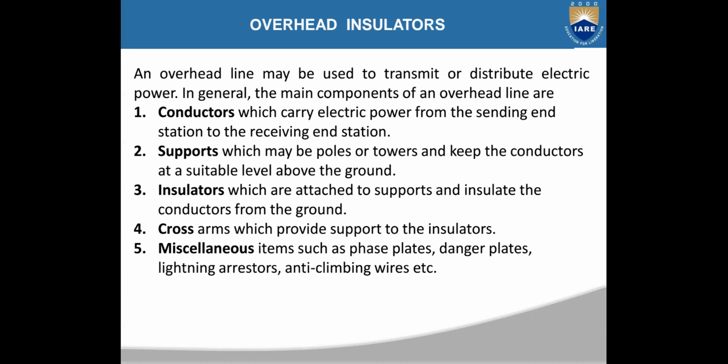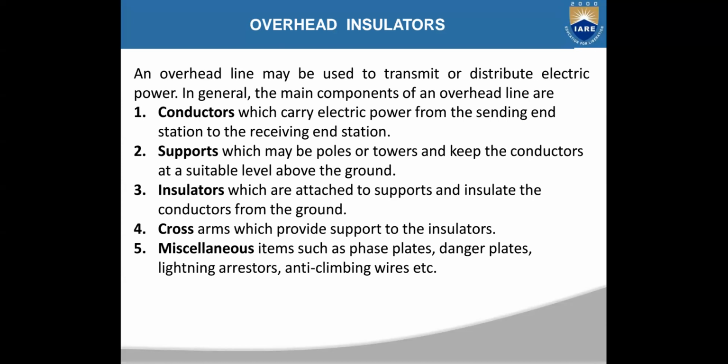Then you have the supports. What is the purpose of supports? Supports means poles or towers. These poles and towers keep the conductors at a suitable level from the ground. Then insulators. What are the insulators? The insulators are generally attached to the supports, and they insulate the conductors from ground. So to have the insulation between the conductor and the ground, you use the insulators in the overhead transmission system.